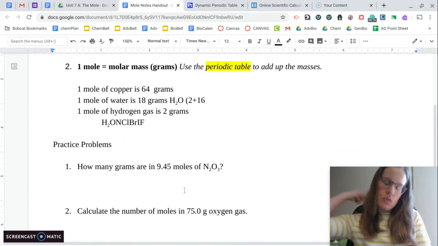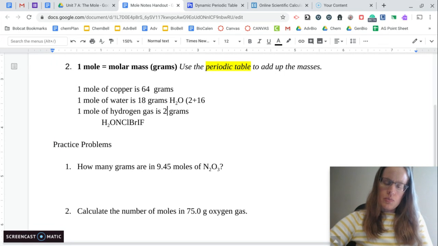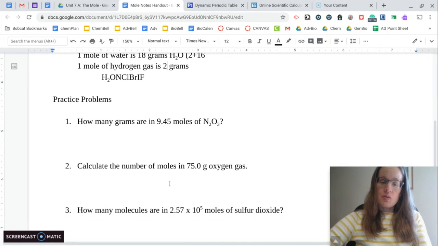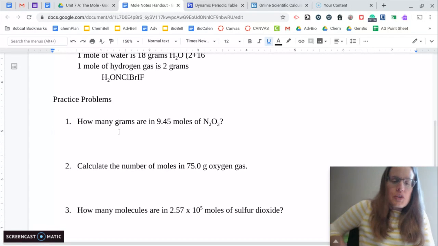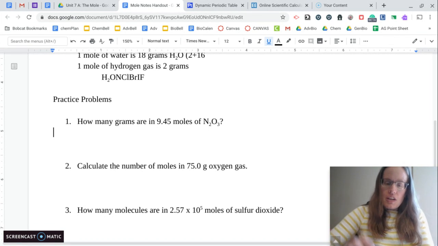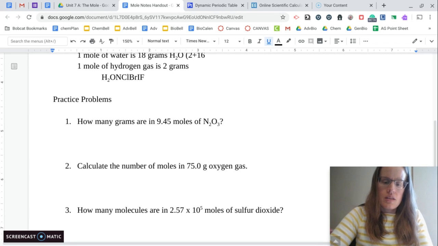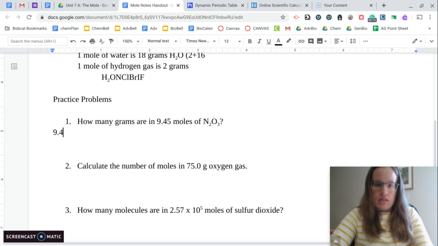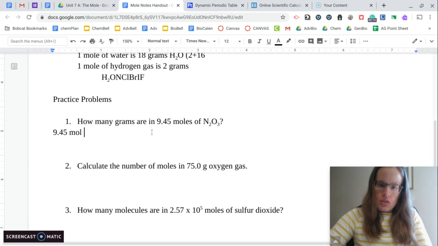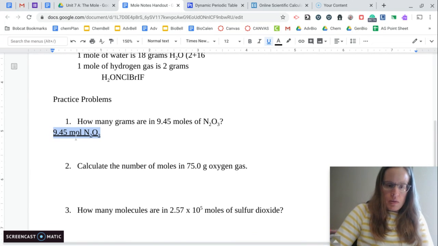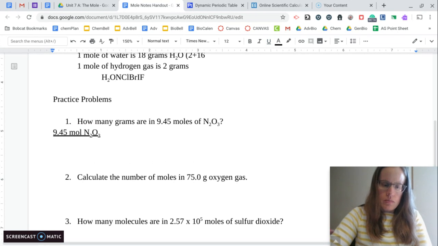All right, now we're going to put that all together and we're going to do some practice problems with our dimensional analysis. Remember, your first step is that you take the number that they give you and you put it over 1. I'll do my 9.45 moles, and I should really have the label in there too. That's going to go on top. I'm going to use my underline to show my fraction there. And then on the bottom, put 1.